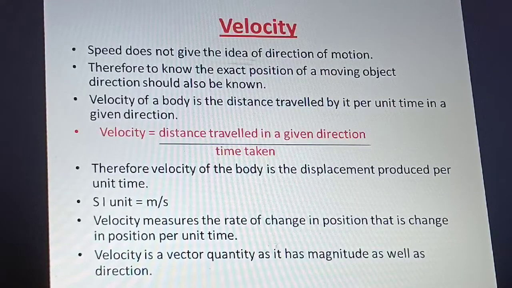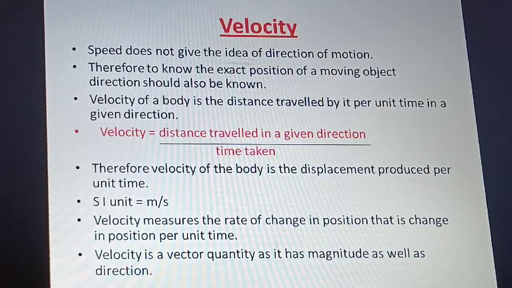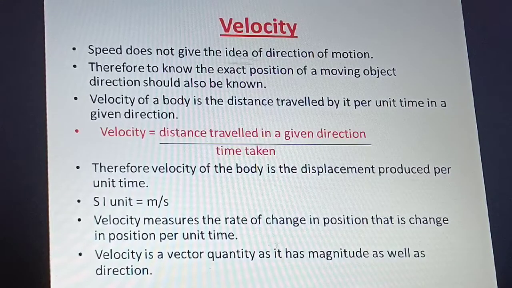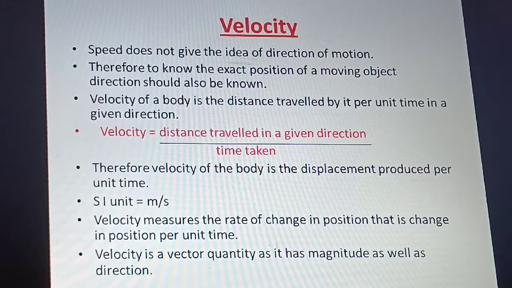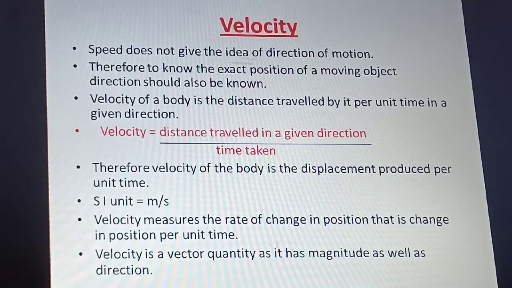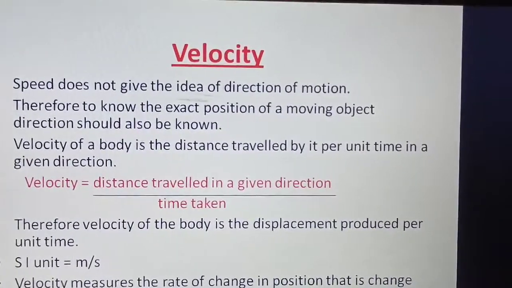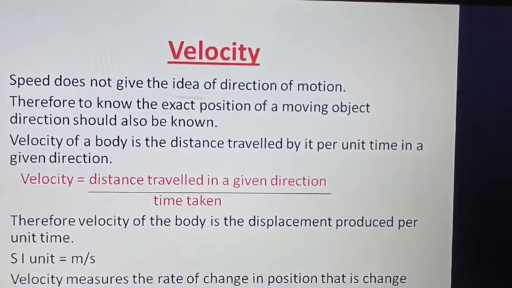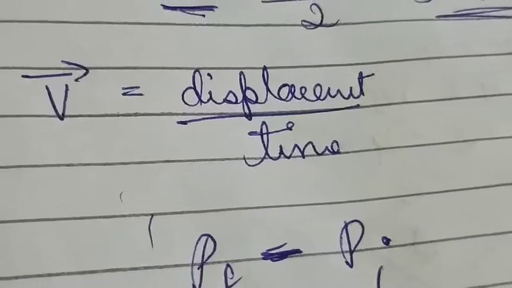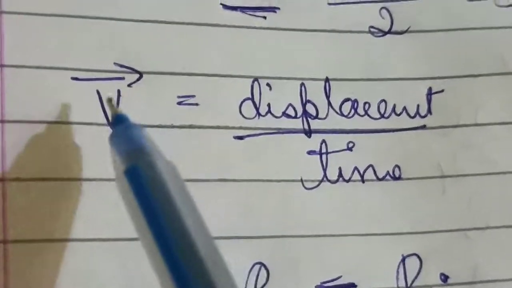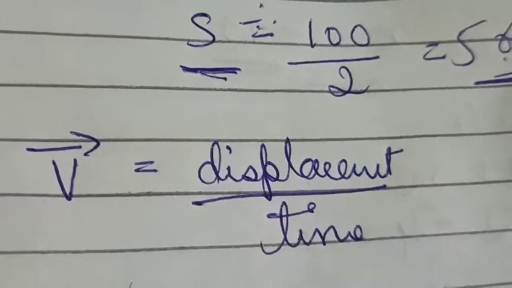So what is the formula? Velocity is equal to distance traveled in a given direction upon time taken. Therefore the velocity of the body is the displacement produced per unit time. Even this counts on displacement. Displacement and velocity are a little bit one and the same. As you saw the formula here, velocity is equal to distance traveled in a given direction by time taken. It suits the same, that is, velocity is equal to displacement by time.